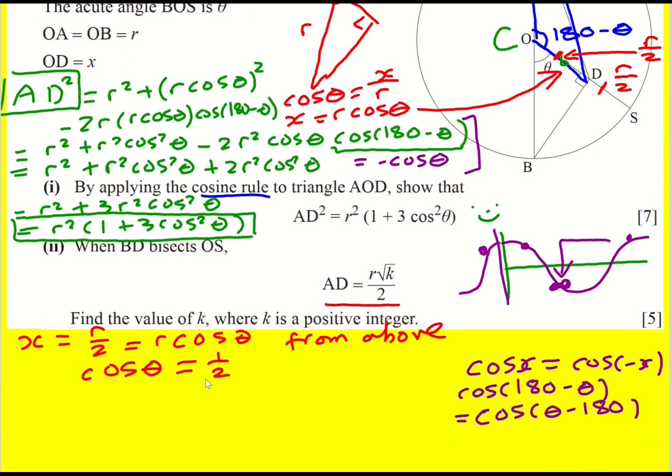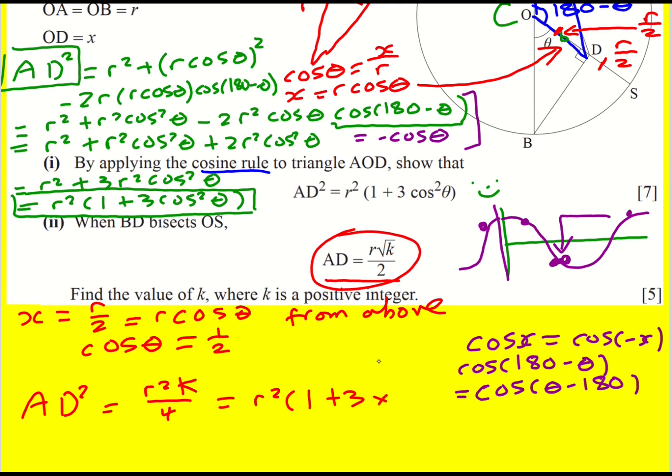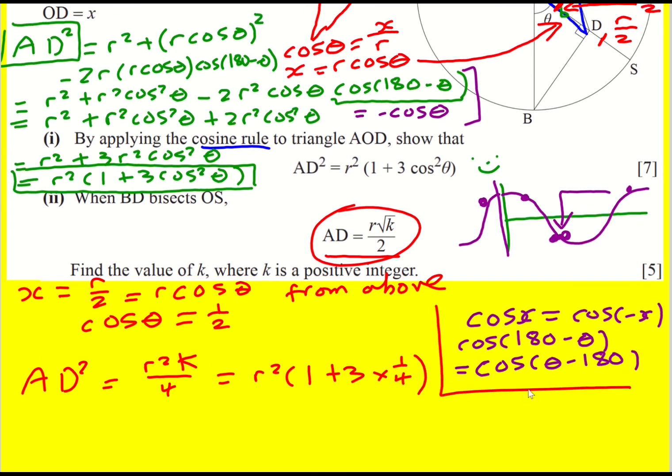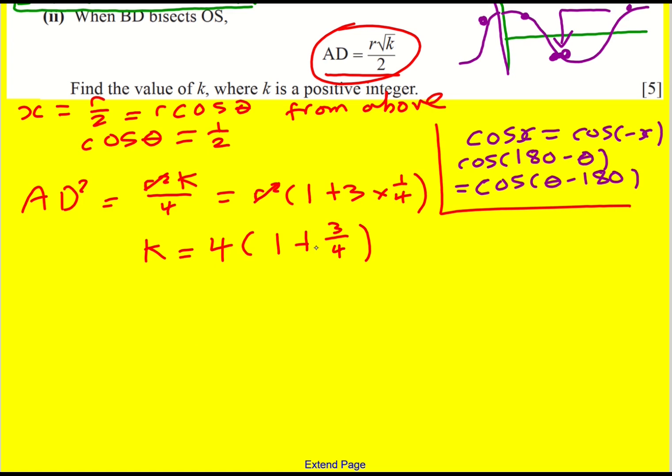And we can put that into our AD squared because remember, I've got this other piece of information. So AD squared is going to equal R squared K over 4 by squaring this thing here. And now I can set it equal to R squared times 1 plus 3 times cos squared theta, but that's going to be a quarter. So I've just subbed in for cos squared theta. The R squareds are going to cancel. So I will be left with K is equal to 4 times 1 plus 3 quarters. And I can either add them together and then times by 4. Actually, I can just expand the bracket. 4 plus 4 times 3 quarters is 3. K is going to equal 7.